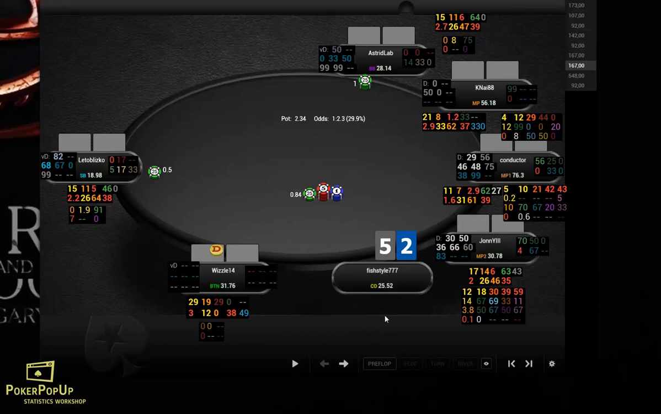I already mentioned the split by open raise sizing for samples over 2000 hands, and if we have more than 2,500 hands, the number of hands itself is not displayed. For the opponents behind us, this block is considerably smaller.